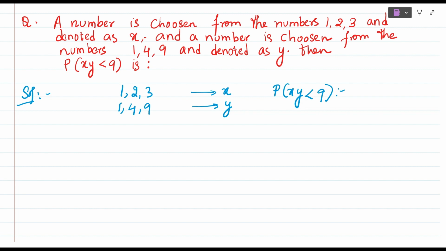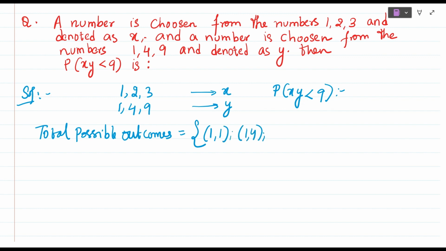So what is the possibility here for xy? Let us check all the possibilities. Total possible outcomes. Let us write all the outcomes that are there here. So here first 1, 2, 3 is there. What are the chances to get the first one with the next one? Next one with 4. Next one with 9. Clear? And again take 2 with 1, and 2 with 4 and 2 with 9.